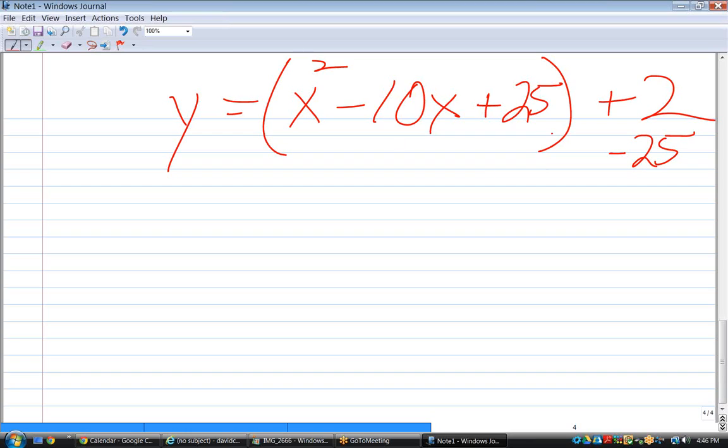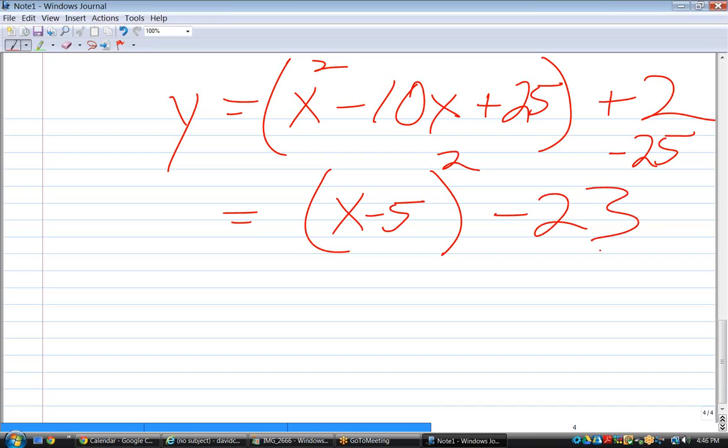Oh, I see. Notice that this is the same as what I started with. It's x squared minus 10x plus 2. The difference is now it's very close to vertex format. Now it's in vertex format. A is just 1.